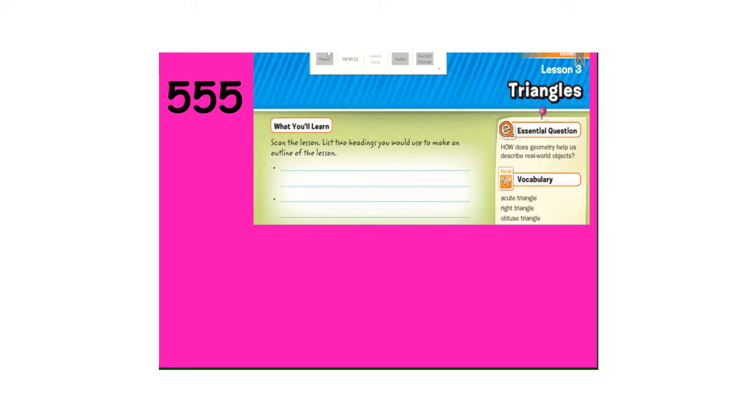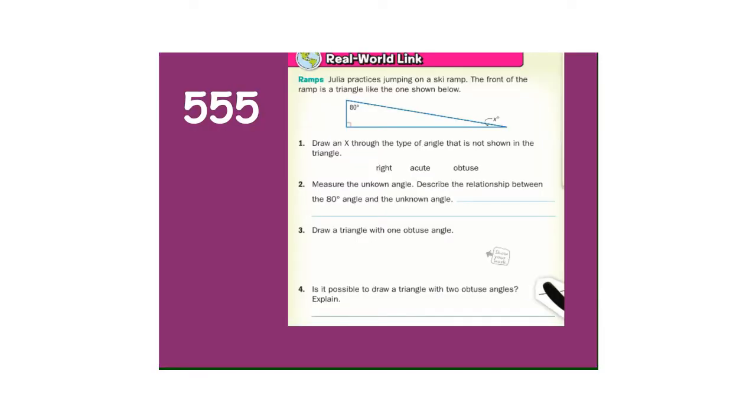Open up to 555, section 3, triangles. Okay. She's practicing, and there is a ski ramp. Draw an X through the type of angle that is not shown. Go ahead and do that. We see on the bottom left there's a right angle. Above it is an acute angle. X is also an acute angle, so you should have an X drawn through obtuse. There's no obtuse angle there.